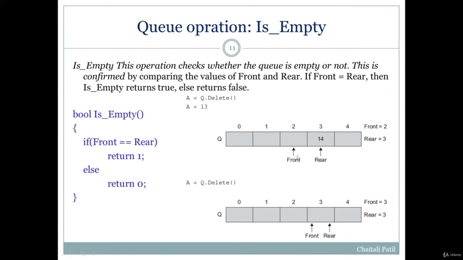If a delete operation is performed at this point, then we will increment the front pointer. After the delete operation, front and rear will both be pointing to the same element. So the front value is 3, and the rear value is also 3. Or consider when we initialize the queue, both front and rear are initialized to -1. If the condition front is equal to rear holds, it means that the queue is empty. So we write the same code in a function: if front is equal to rear, then return 1, otherwise return 0. Returning 1 means the queue is empty.